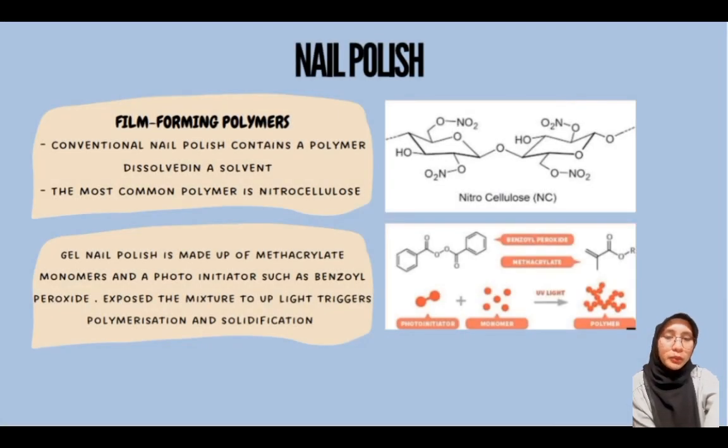Next is nail polish, film-forming polymers. Conventional nail polish contains a polymer dissolved in a solvent. The most common polymer is nitrocellulose. Gel nail polish is made up of methacrylates, monomers, and a photoinitiator such as benzoyl peroxide. It exposes the mixture to UV light, which triggers polymerization and solidification.